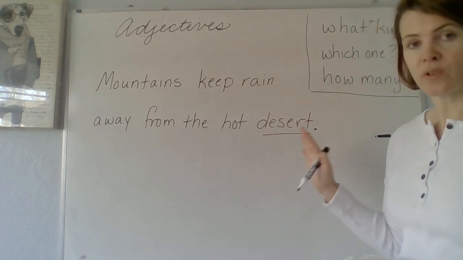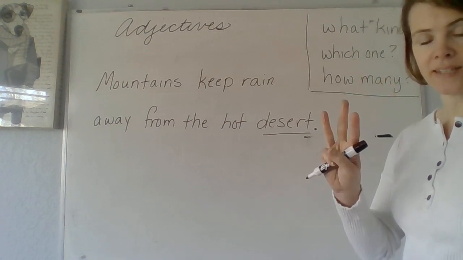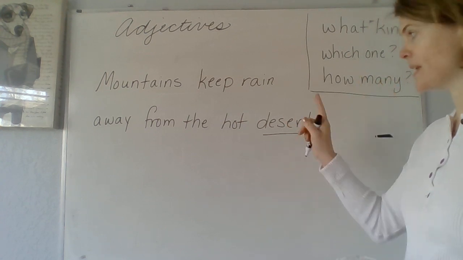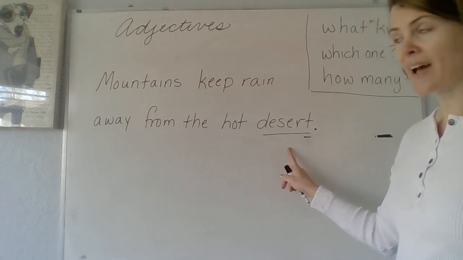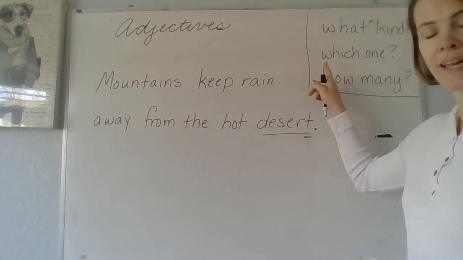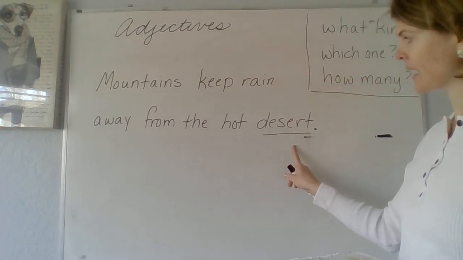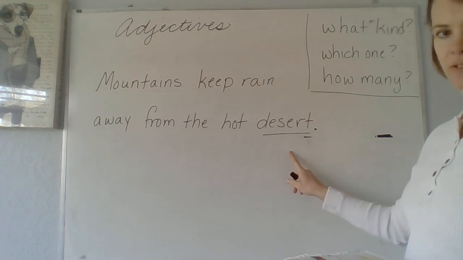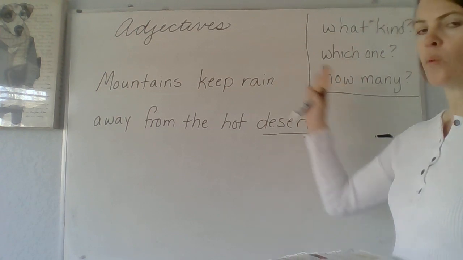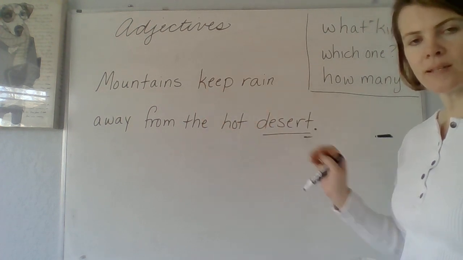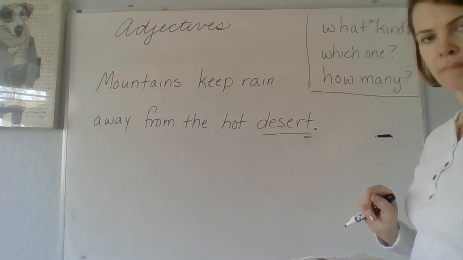Okay, so let's go back to our chant. What does it tell us to do? Go, ask, and get. Where do I go? To the noun or the pronoun, which they've given to us. What do I ask? What kind? Which one? How many? So I go to my noun and I ask, what kind of desert? Which desert? How many desert? What word in this sentence describes and answers that question?